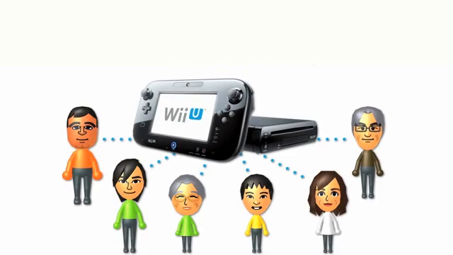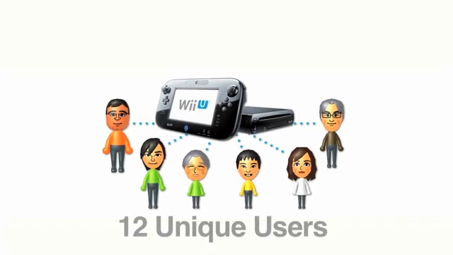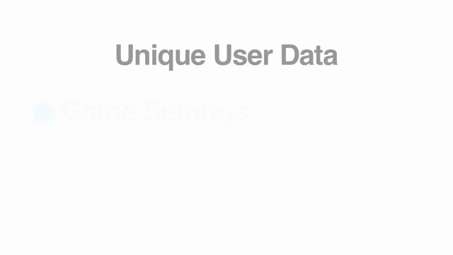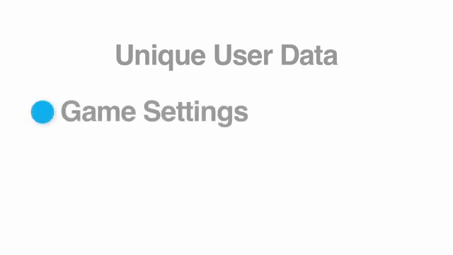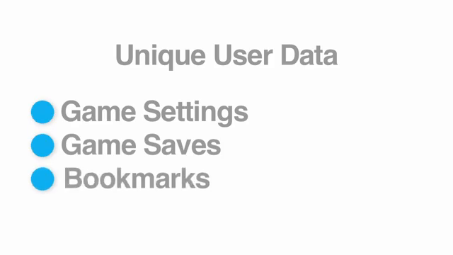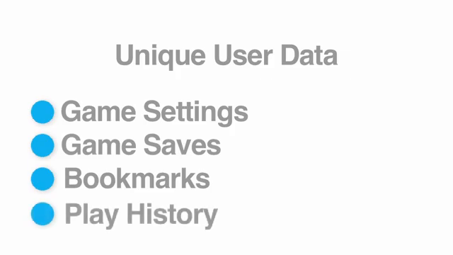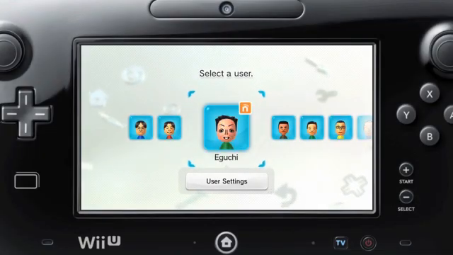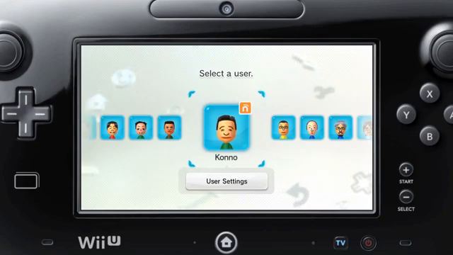Everyone who will be playing on Wii U will want their own personal account. We call these users. You can have up to 12 unique users on a single Wii U system, and each user will be represented by a different Mii character. The Wii U built-in applications and Wii U games can save data and settings specific to each individual user. Bookmarks on the internet browser can be managed by each user, and play history will be recorded per user as well.